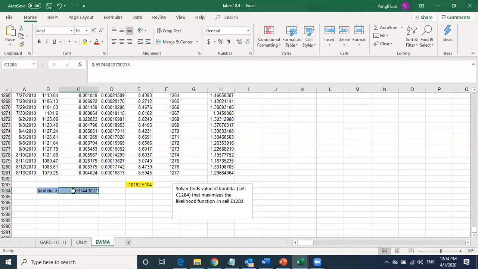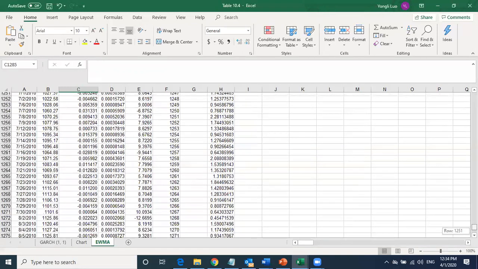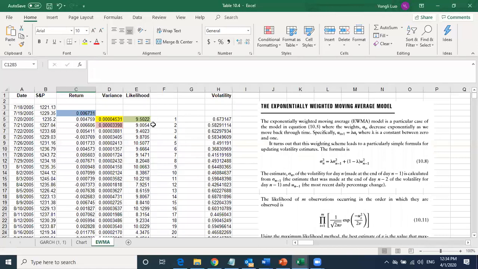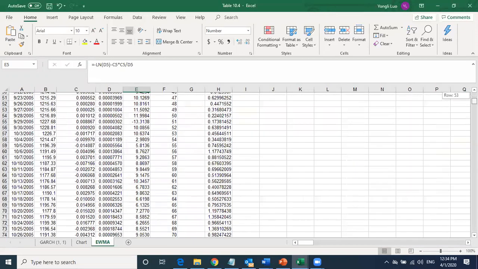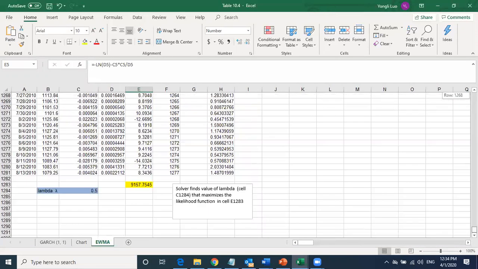Whatever number we just choose, for example 0.5, later on we're using the solver, so we can solve for that. The other step is you do the likelihood. Similar formula to what we used to calculate the likelihood, and you sum them up. You sum all those likelihoods, and use the solver.